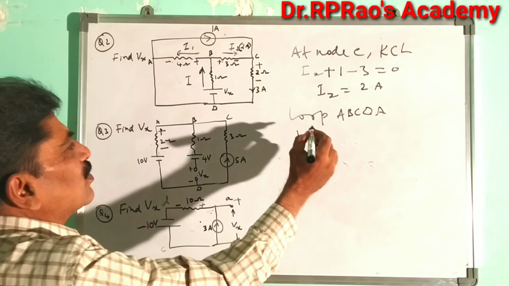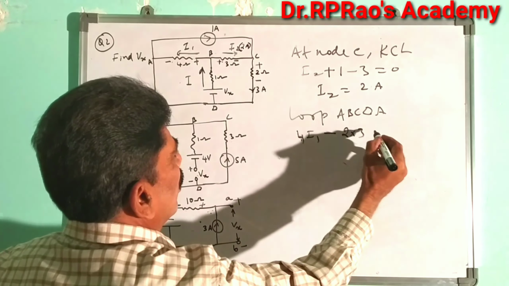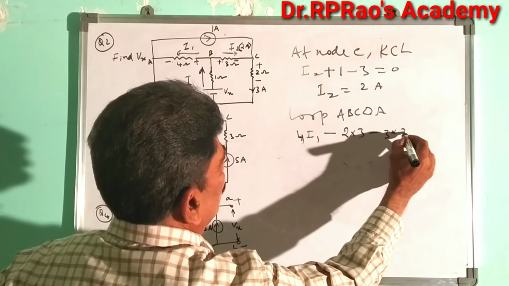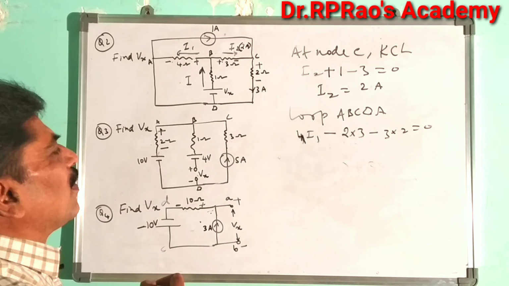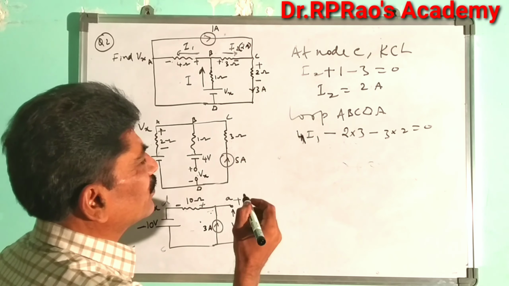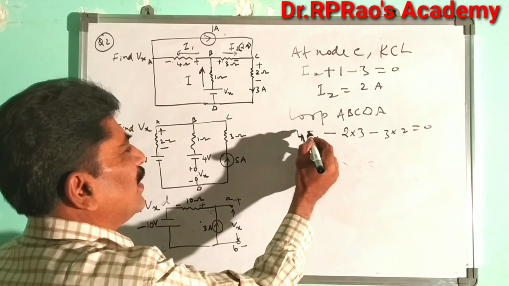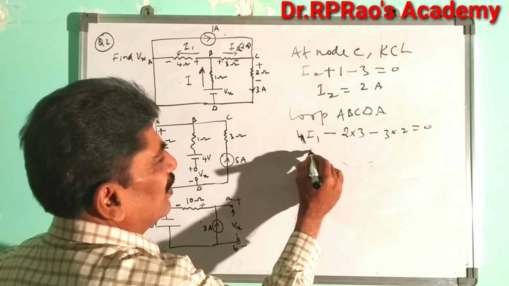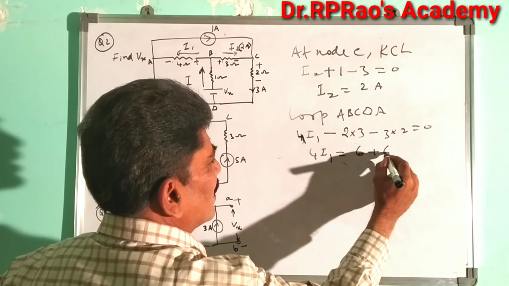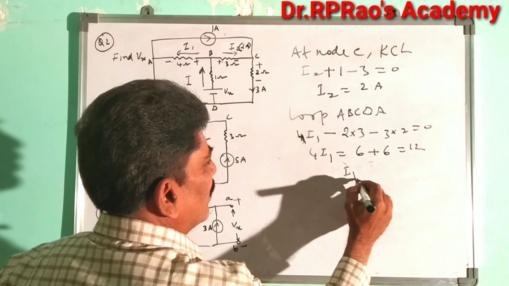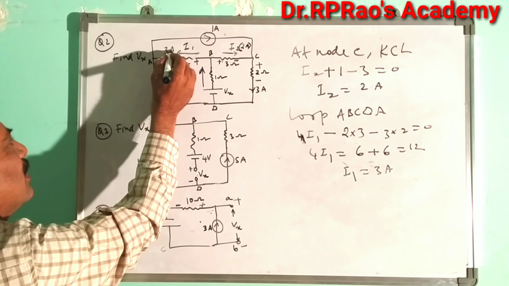Here plus to minus, so drop in potential, minus 2 into 3. Here drop in potential, minus 3 into 2 equal to 0. From this you can find out I1. Instead of finding voltage drop, I am directly finding I1 now. So 4I1 is equal to 6 plus 6, which is equal to 12. So I1 is equal to 3 amperes.